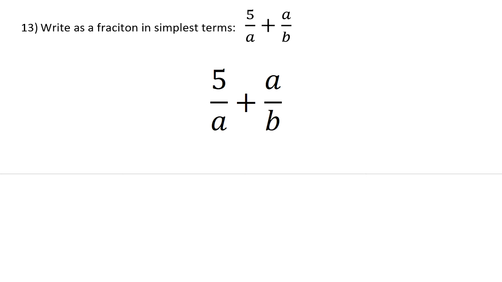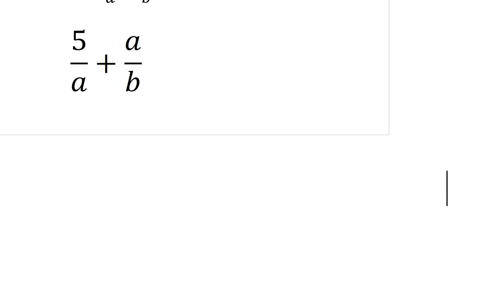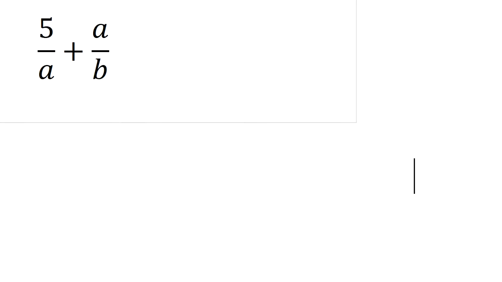And finally, the last question, right? It says write this sum, it's two pieces, write this as a fraction in simplest terms. I've made it a little bit larger. It was 5 over a plus a over b.